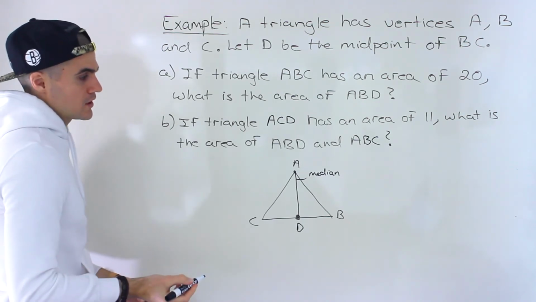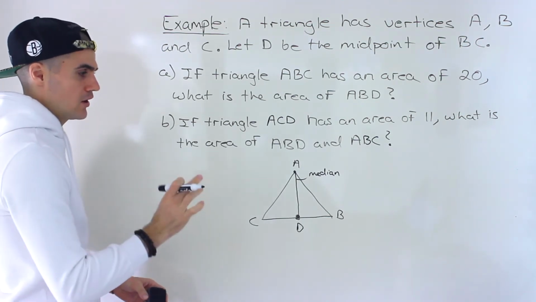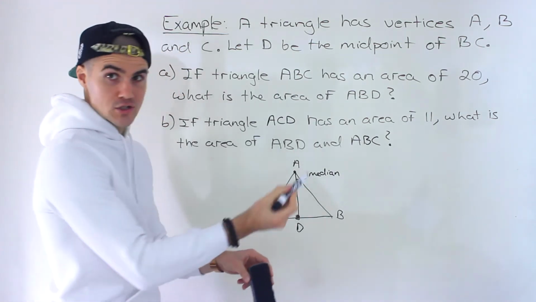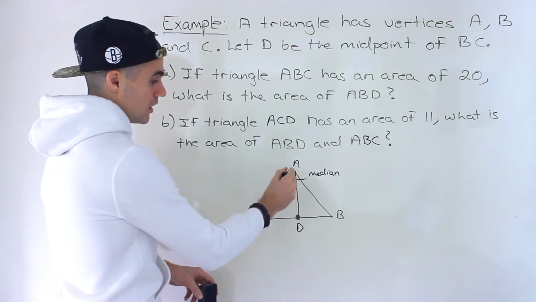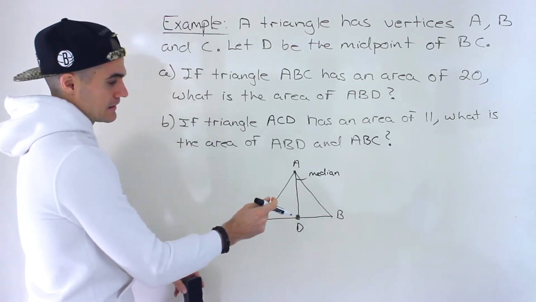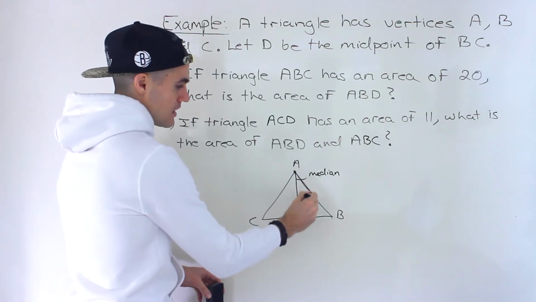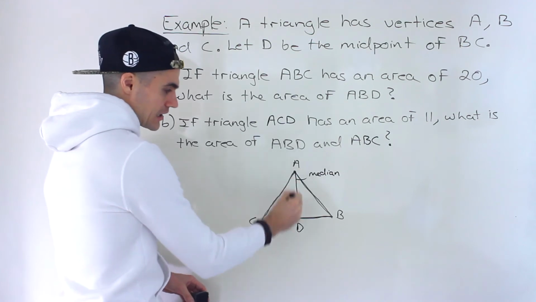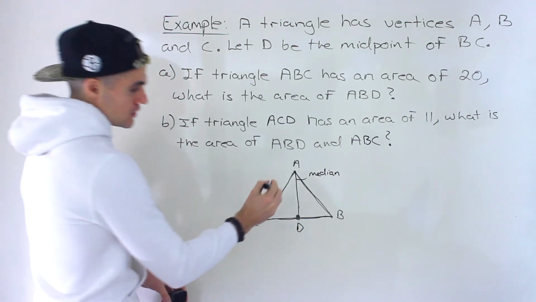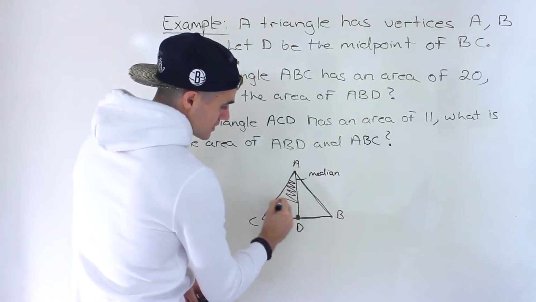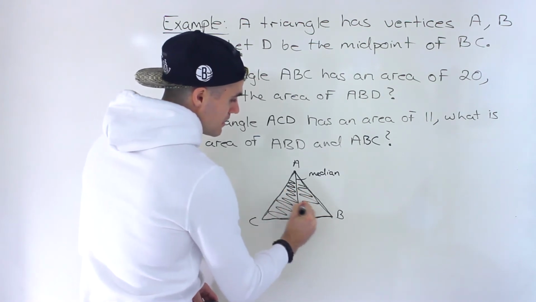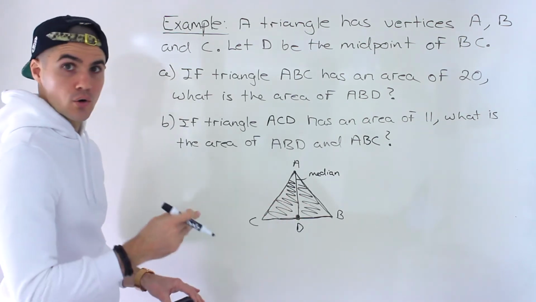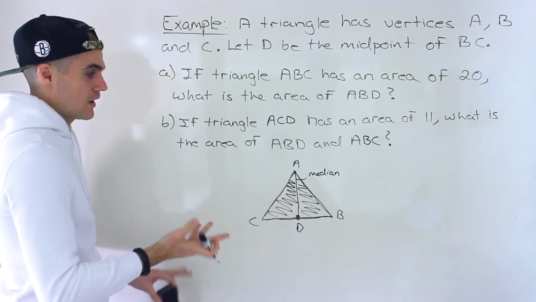And one property of a median that we haven't gone over yet in previous videos, we've gone through how to find the equation of a median, but a property of a median is that it actually takes the area of that larger triangle that you're working with and cuts the area in half. So the area of this resulting smaller triangle and this triangle, these two areas, are going to be the same, and it's for any triangle.